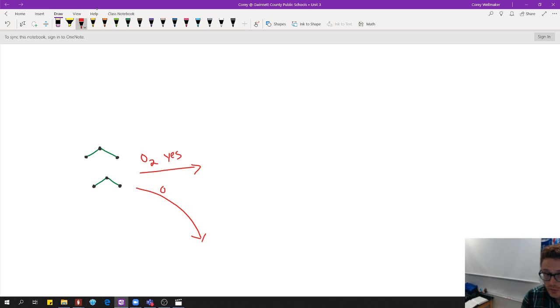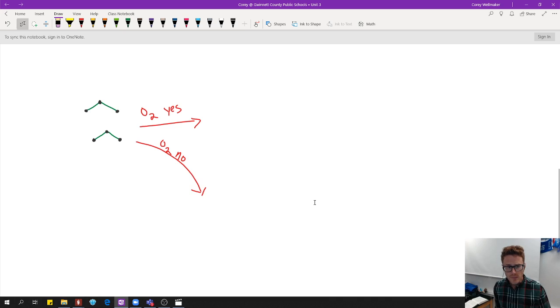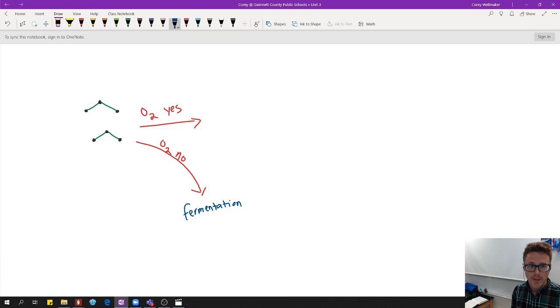If O2 is not present, then this pyruvate will actually stay in the cytoplasm so that it can be used in a process called fermentation. Fermentation is a process that does not generate any ATP, but it's important because it allows glycolysis to continue. We'll get into the mechanisms of fermentation after we get done focusing on what happens to pyruvate if oxygen is present.